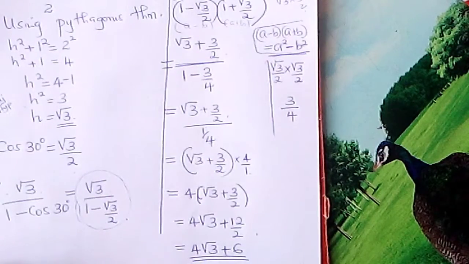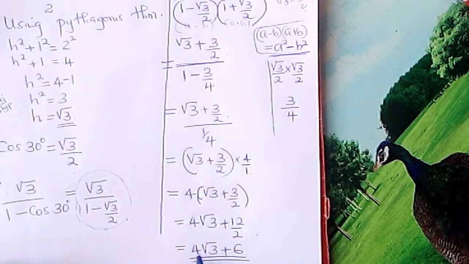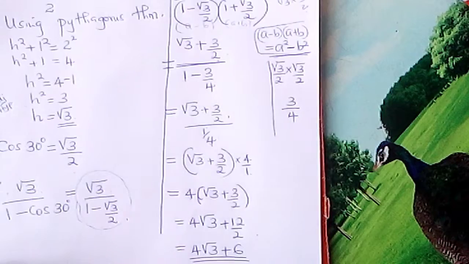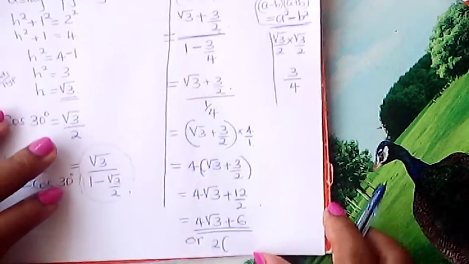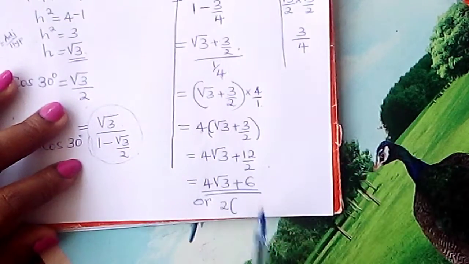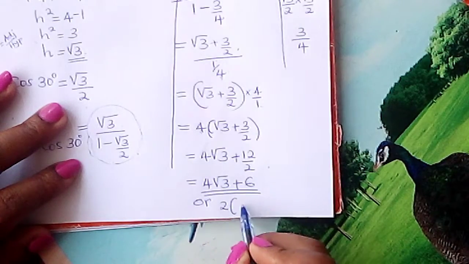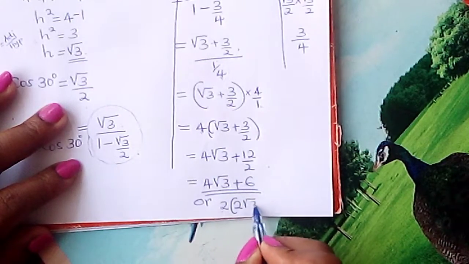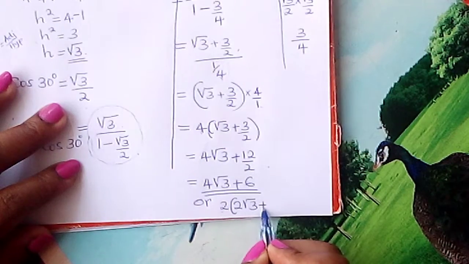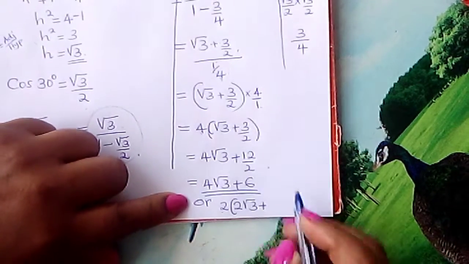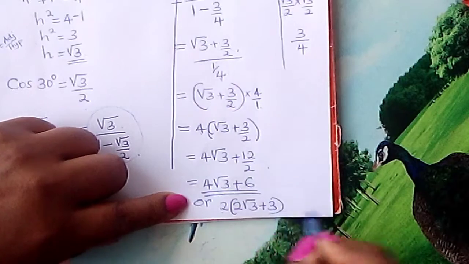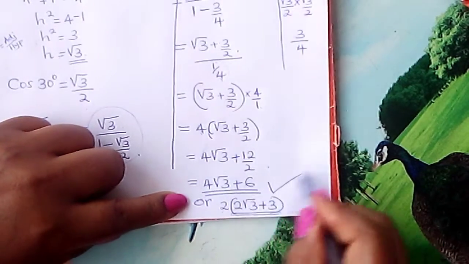Or you may decide to remove the common factor, which is 2, and therefore you will be left with what, learner? If you factored out 2, you'll be left with 2 root 3 plus 3, learner. And that is our answer.